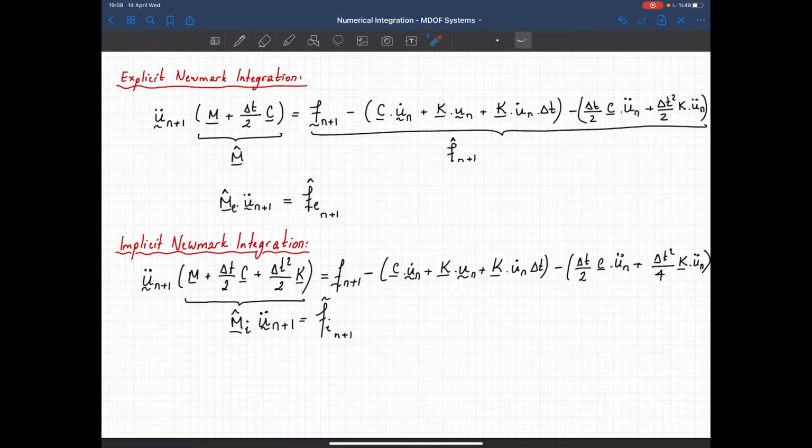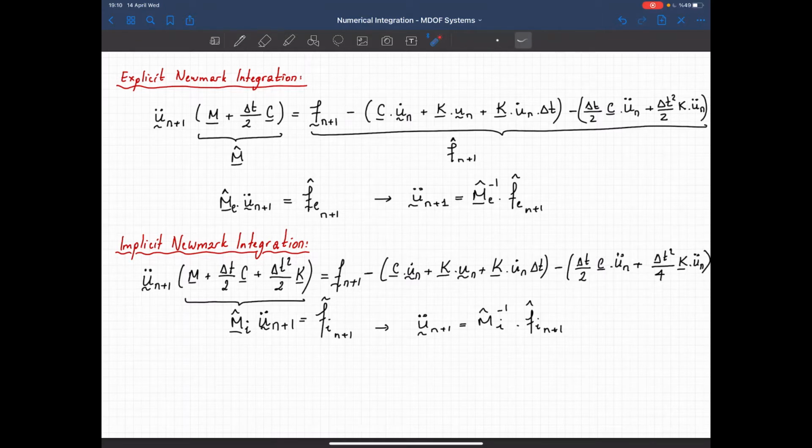Now, when we look at these M hat matrices for the multi-degree of freedom system, in order to obtain the nodal acceleration, I have to do the following calculation. u double dot n plus 1 will be equal to M explicit hat inverse multiplied by F hat explicit n plus 1, and same here, u double dot n plus 1 is equal to M implicit hat inverse multiplied by F hat implicit n plus 1.